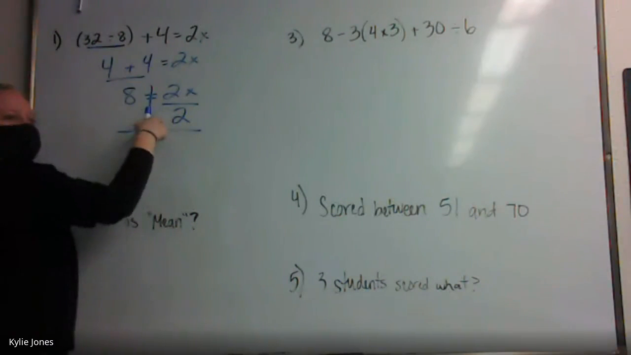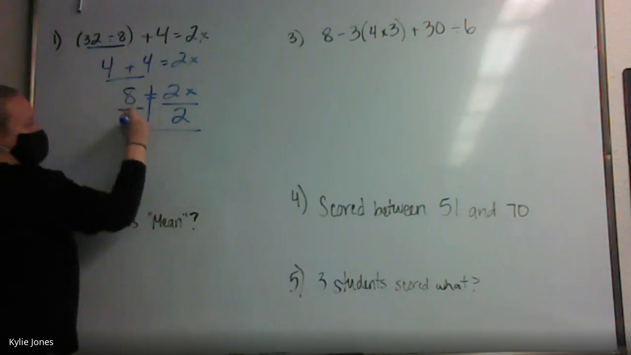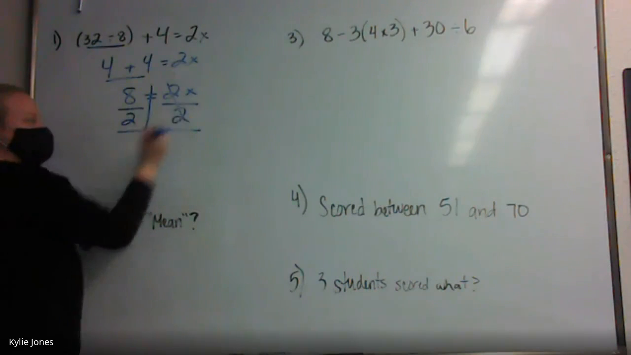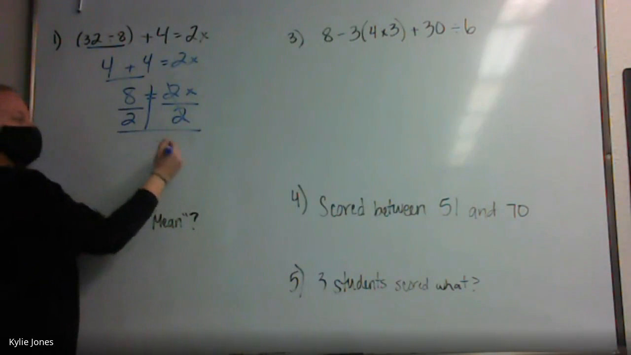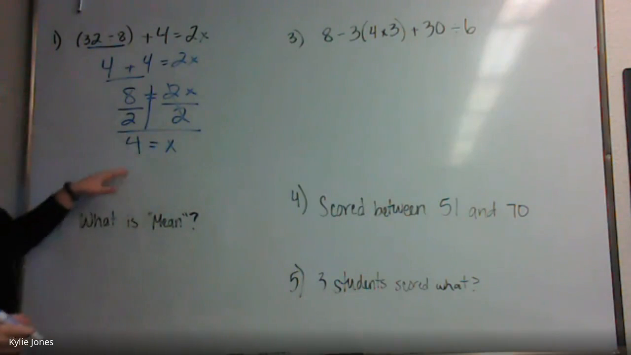If I divide by 2 on this side, what do I have to do on this side? Divide by 2 on that side. Also divide by 2. These ones cancel out, and what are you left with? Just x equals 8 divided by 2, which is 4. So we have 4 equals x.